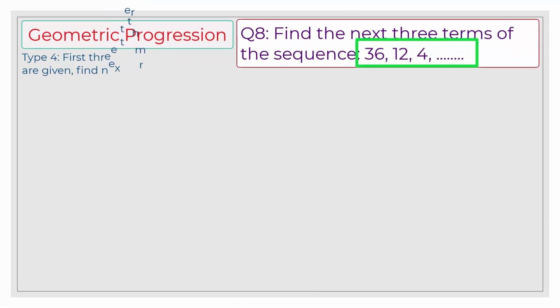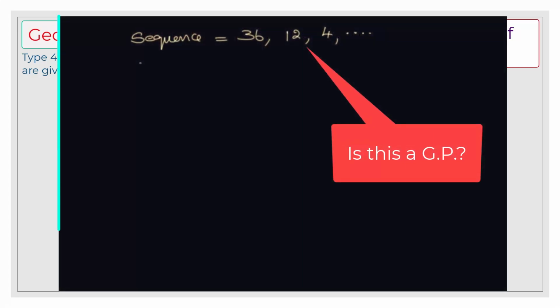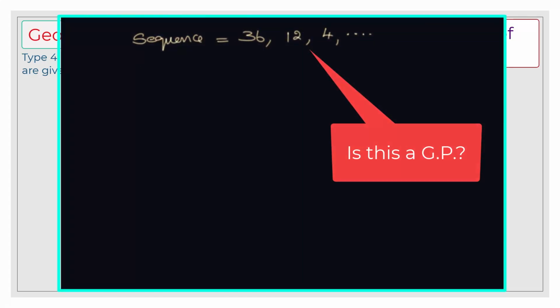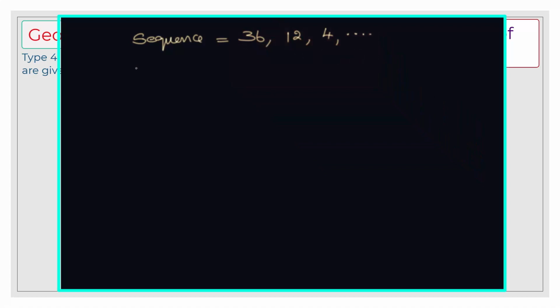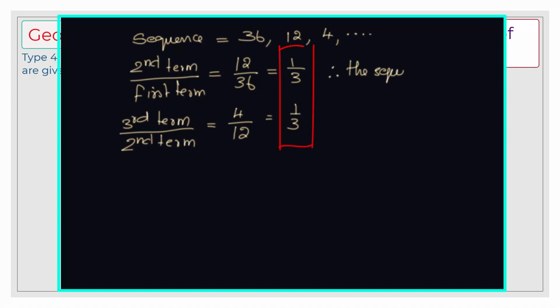Looking at the sequence, we have an idea that it is in GP. But that's not enough, as it is not given as it is GP. So we need to verify whether it is a GP or not. For that, we take the ratios of second to first and third to second. We see that these ratios are same and equal to 1 by 3, and this is the common ratio, and the sequence is in GP.